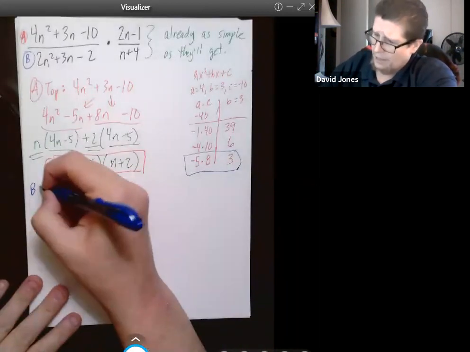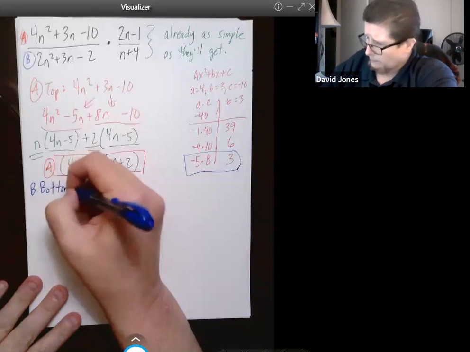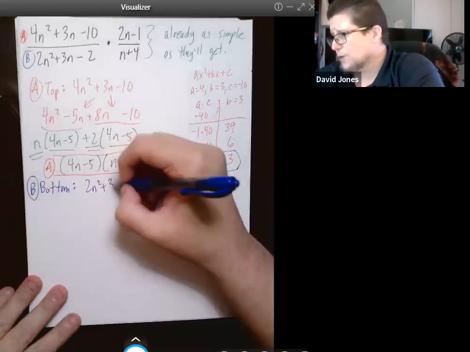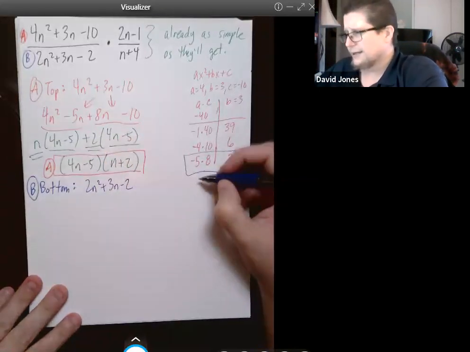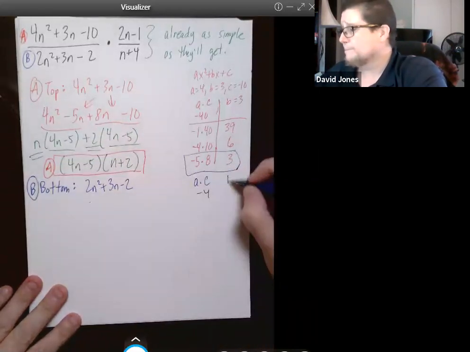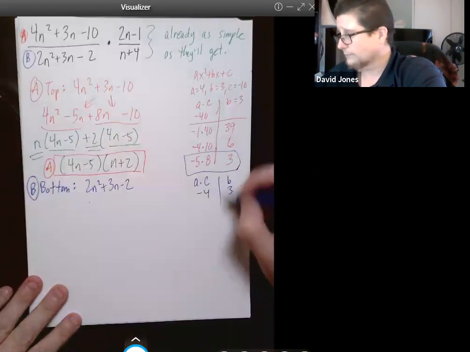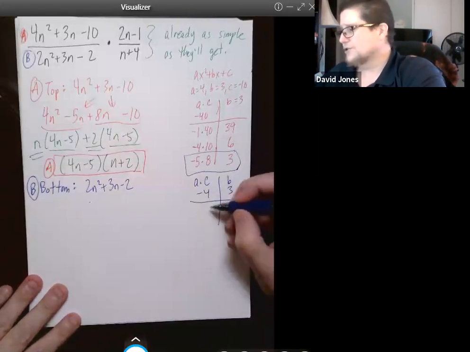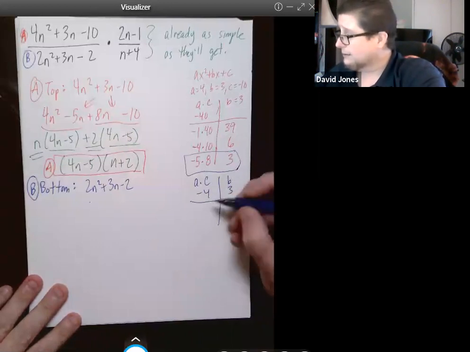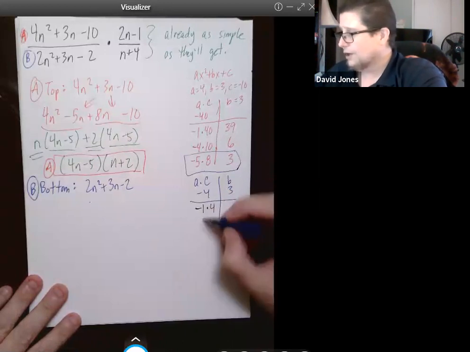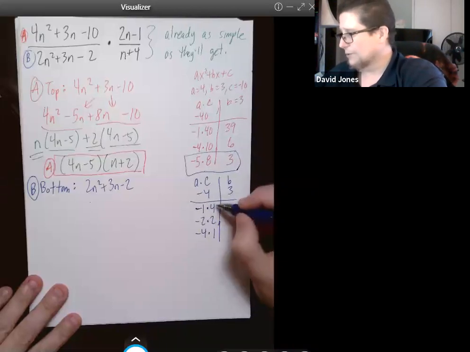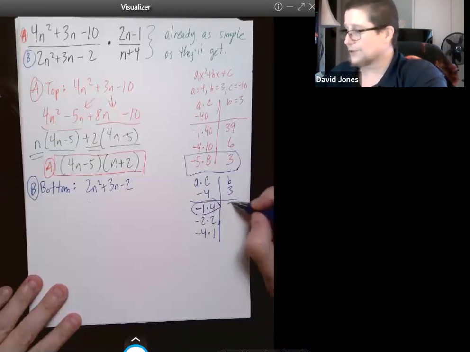Now we're going to work on B, the bottom. 2n squared plus 3n minus 2. Same process, a times c. 2 times negative 2 is negative 4. B equals 3. And there's only so many combinations that make 4. We've got negative 1 times 4, negative 2 times 2, and negative 4 times 1. The only one that works is the one on top, negative 1 plus 4 equals 3.